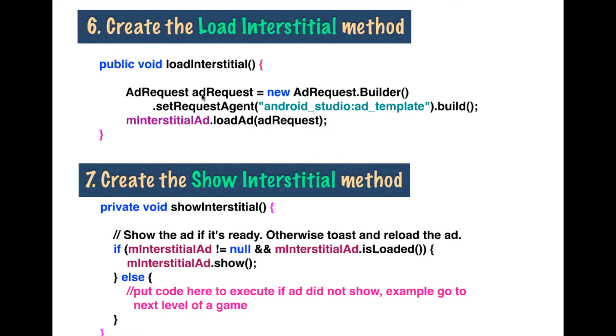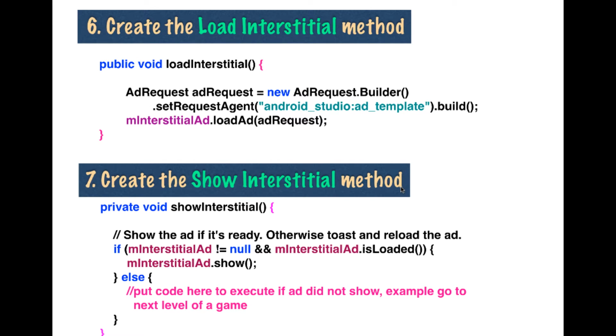Inside this is the add request variable, which is named here add request equals new add request dot builder. So inside this you call the private interstitial variable, this interstitial add dot load add request. So you need that variable in order to load an add request. So the add request is here. This add request thing is used as a parameter here. So you just copy this one. This is fairly default. And the number 7, you have to create the show interstitial method.